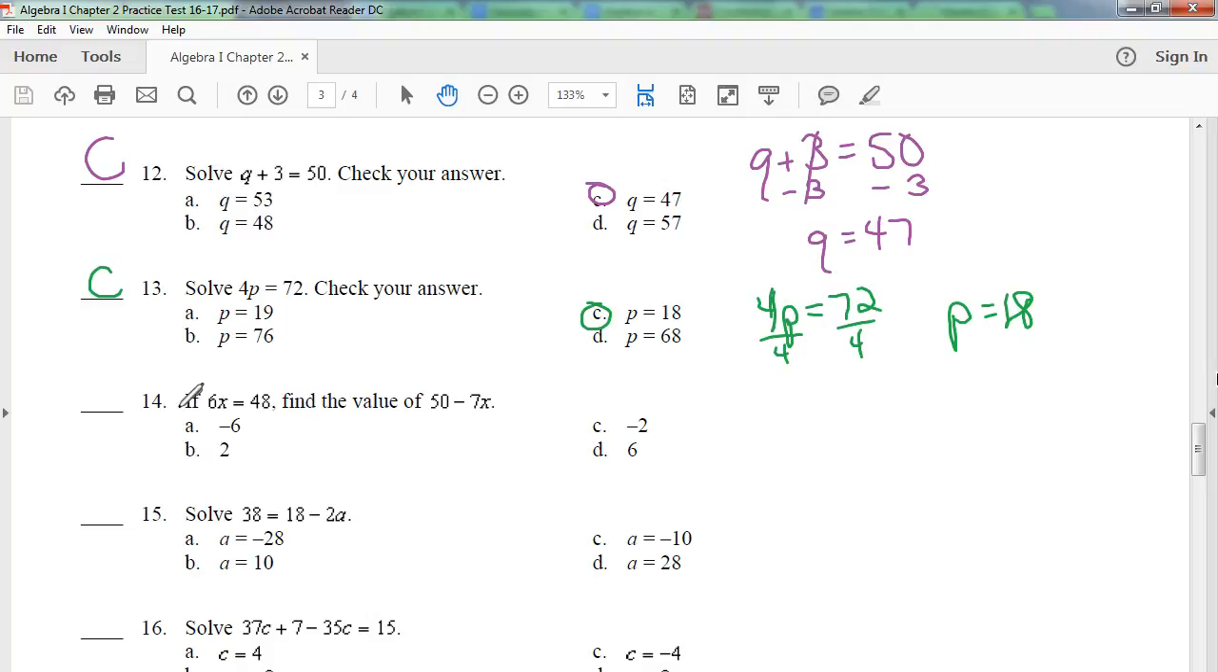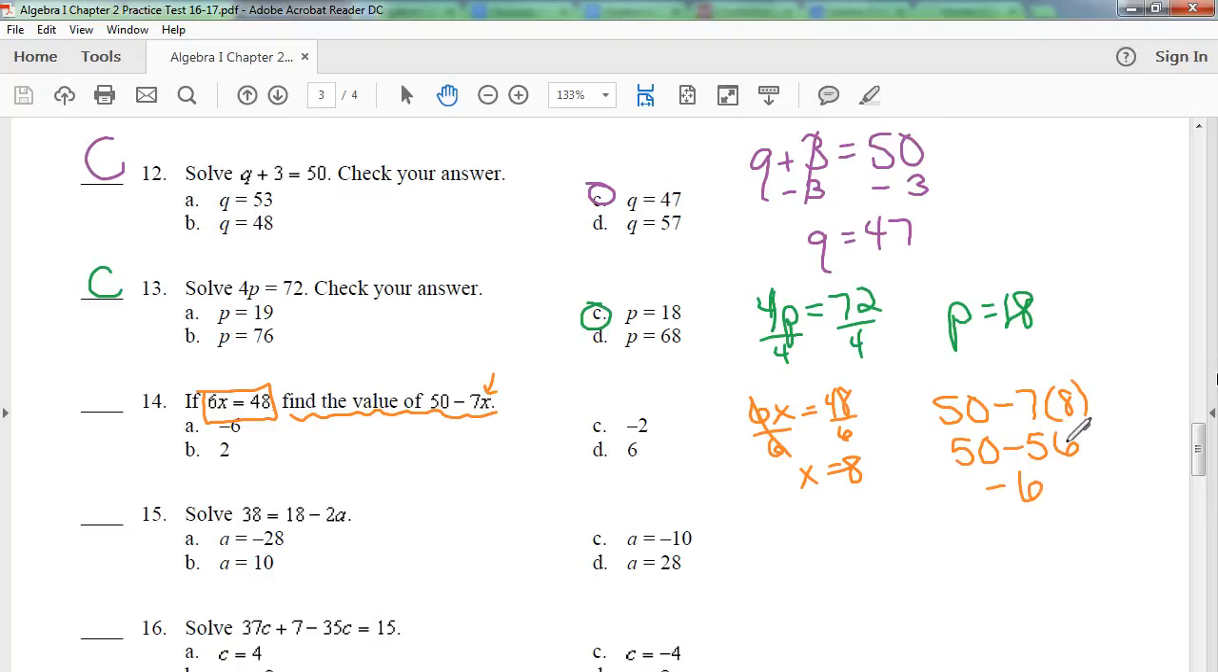Number 14 says, if 6x equals 48, find the value of 50 minus 7x. In order to find this part, we have to figure out what x is first. So that's where we solve this equation for x, and then we're going to evaluate it in this expression. So we start with 6x equals 48, and divide both sides by 6 to undo this multiplication. And in this case, x equals 8. Then we're asked to find the value of 50 minus 7x, so 50 minus 7 times 8. 7 times 8 is 56, so this is 50 minus 56, which is -6. That's option A.